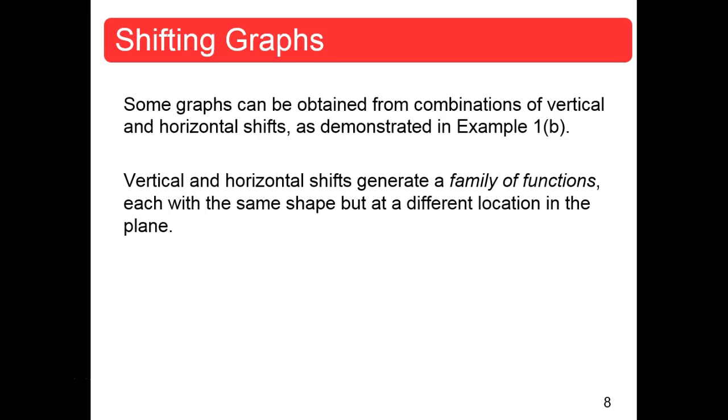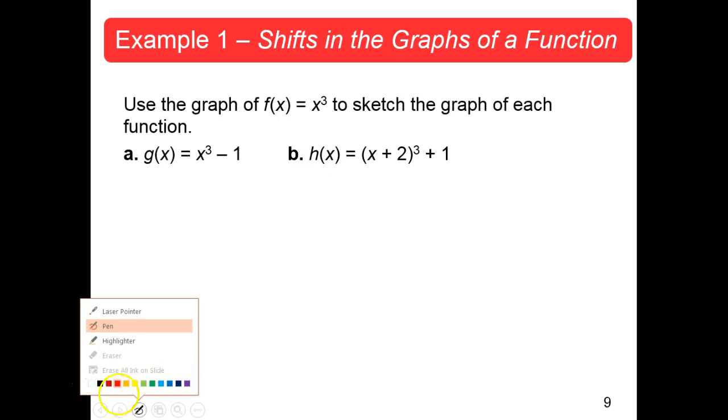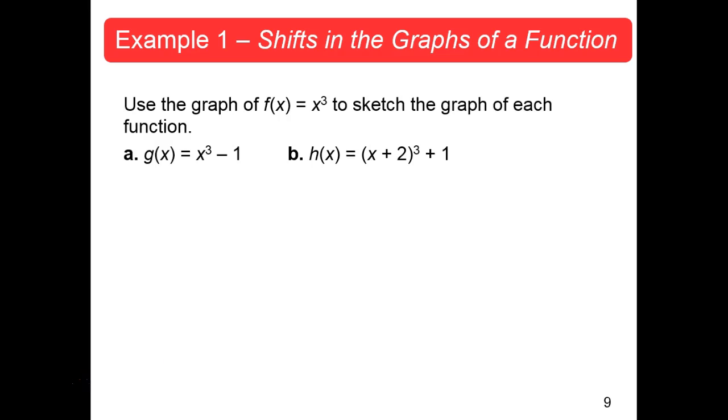Vertical and horizontal shifts generally create what we call a family of functions, each one with the same shape but a different location in the plane. So let's do example 1. Here is our parent function, f of x is equal to x cubed. I think I'll go on and graph that one. I'll get my pen back.